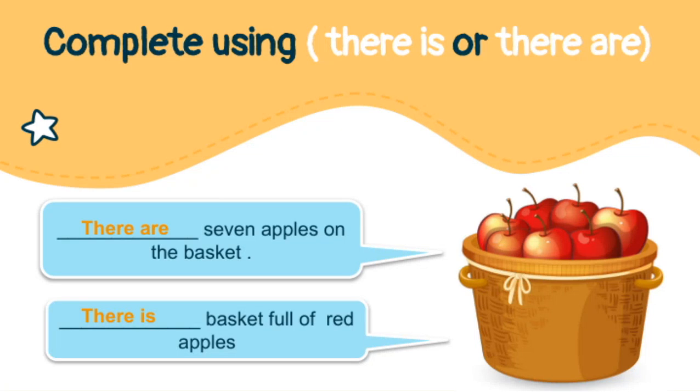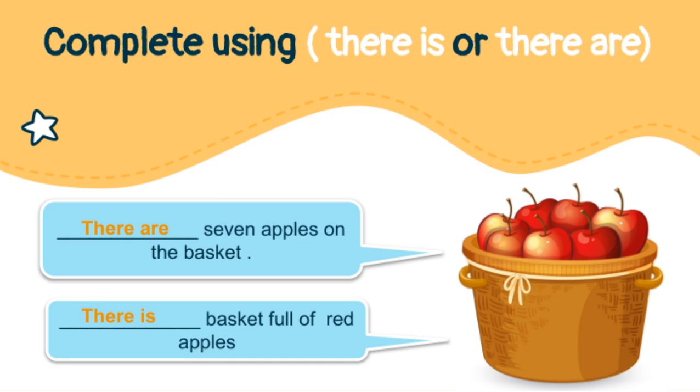Now let's look at how we use there is and there are to describe quantities. On this slide, we see the sentence, there is a basket full of red apples. Here, because we're talking about a single basket, we use there is. It emphasizes that one basket contains many apples. Next, the sentence, there are 7 apples in the basket. Since we're referring to multiple apples, 7 of them, we switch to there are. This helps us correctly match the plural noun, apples.